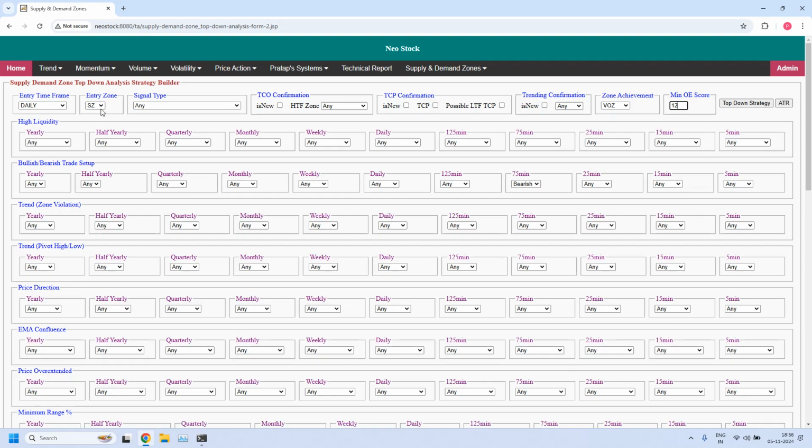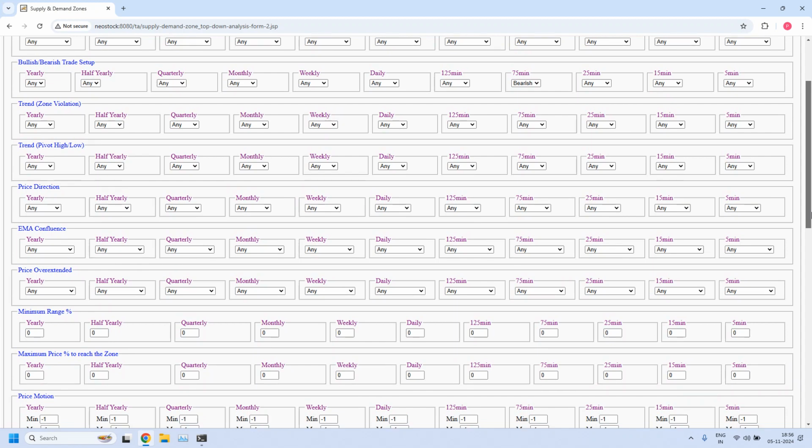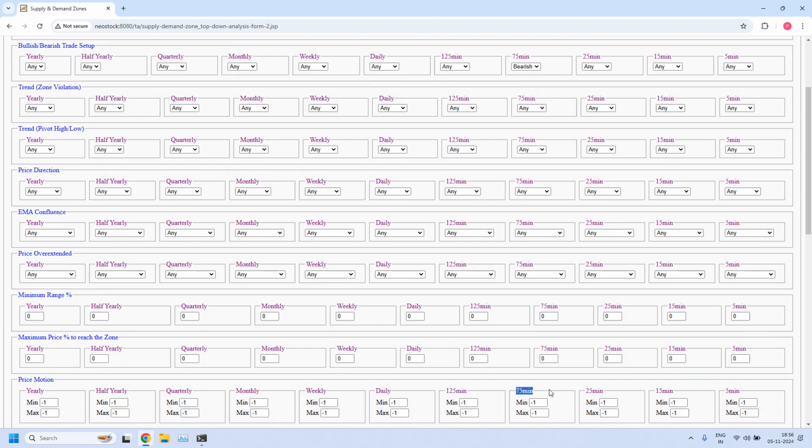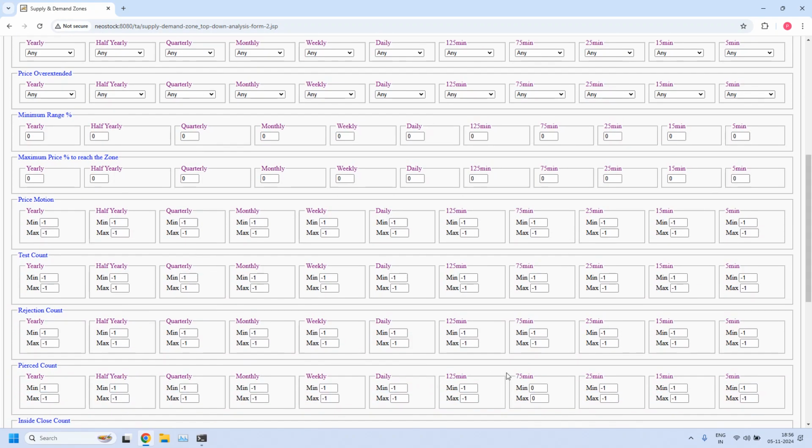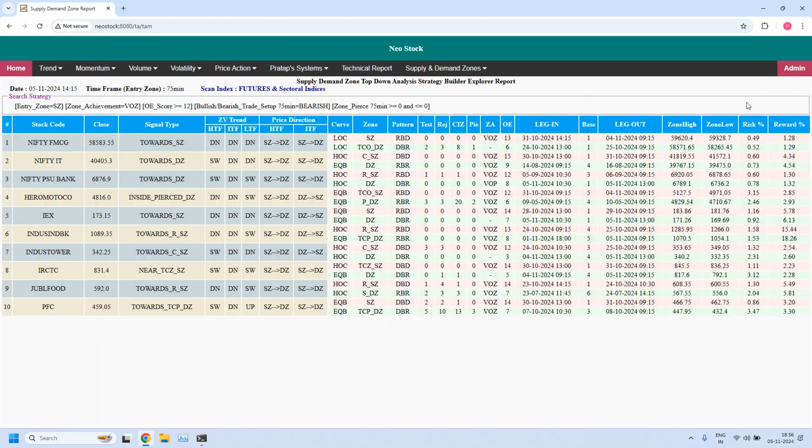All three filters are applied to daily supply zone. Something wrong. Entry zone should be 75 minutes, because in bearish trade setup for weekly income trade, 75 minutes is the entry zone and bearish trade setup supply zone. Pierced count we selected on 75 minutes time frame, right? Sorry, this is price motion. In pierced count 75 minutes only we set. Okay. Anyway, issues we can identify in search criteria.